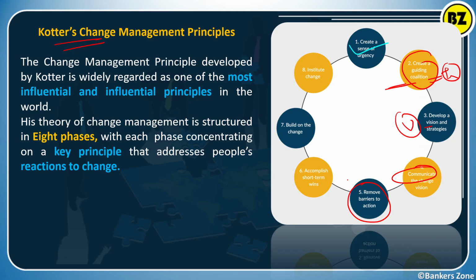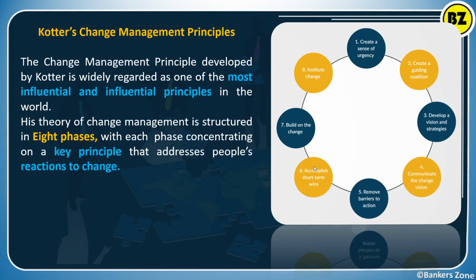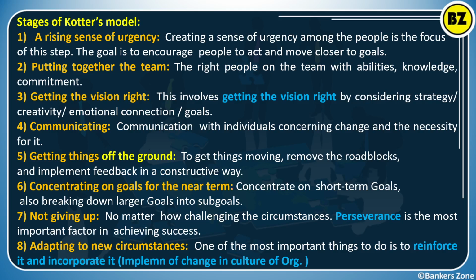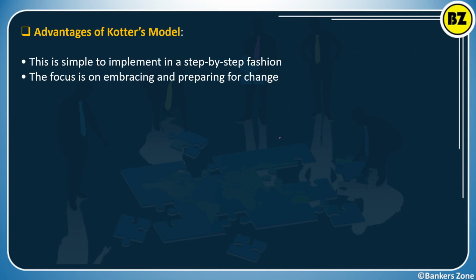Sixth, accomplish the short-term wins. That means you have to divide the goal into short-term goals, and you have to accomplish them, right? Then you have to build the change and institute the change. In this diagrammatic way, build the change. You should not give up, and you have to adapt to the new circumstances. These are the ways through which the diagrammatic representation helps you.